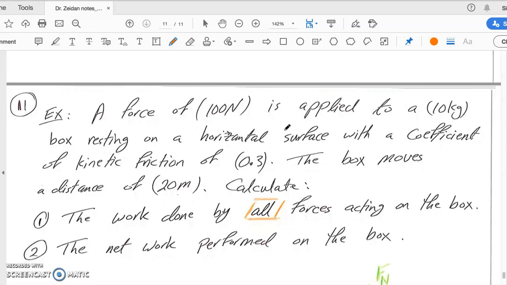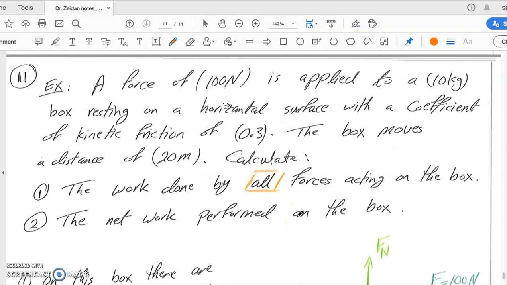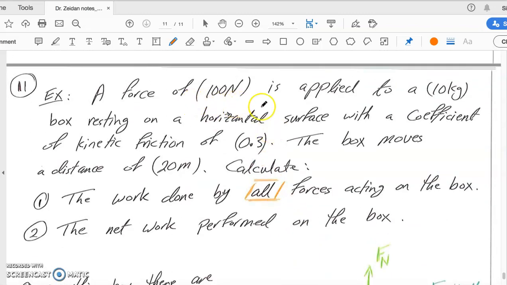Back to just our normal object here, and this object is moving under the force of 100 Newton on a horizontal surface with a friction force, and he's simply asking you: a force of 100 Newton is applied to a 10 kg box resting on a horizontal surface with coefficient of kinetic friction 0.3. The box moves a distance of 20 meters. Calculate the work done by all forces acting on the box.